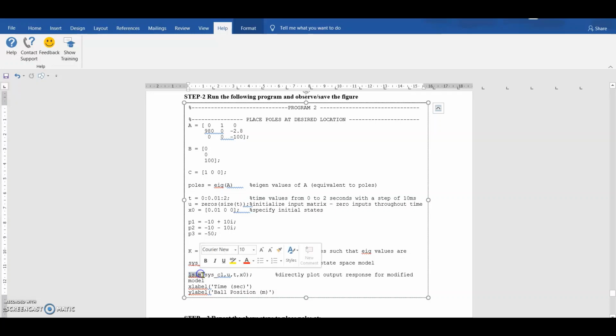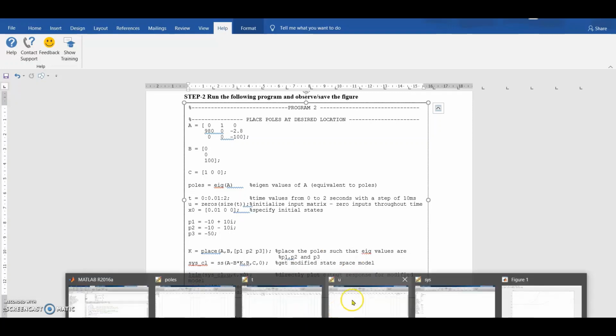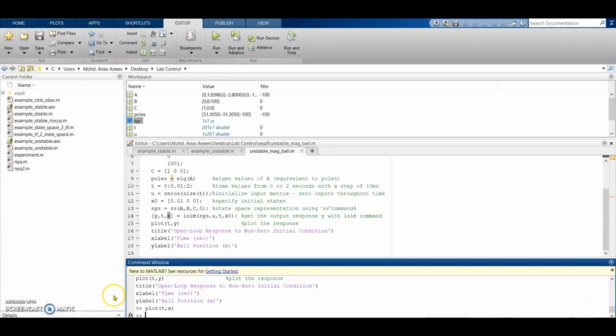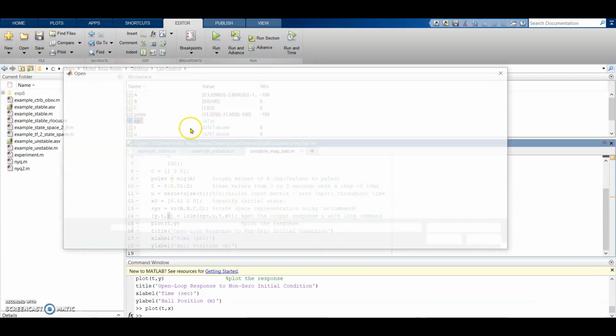So LSIM, and in the brackets we have taken syscl, which is the new system with system matrix A minus BK, and the input is again 0. As you can see from here, u is zeros of size t, as we have seen in the previous program. T is the same and X0 is the same. Now let's plot this in MATLAB.